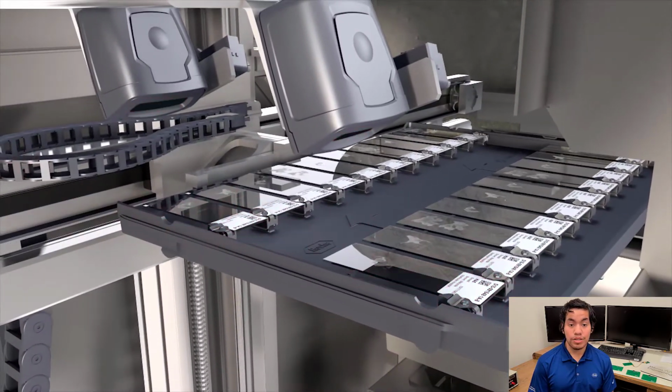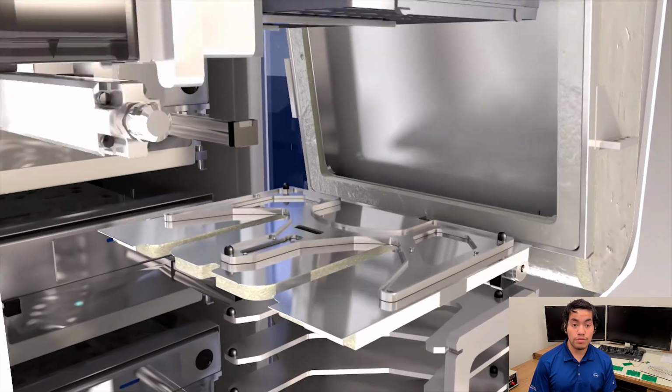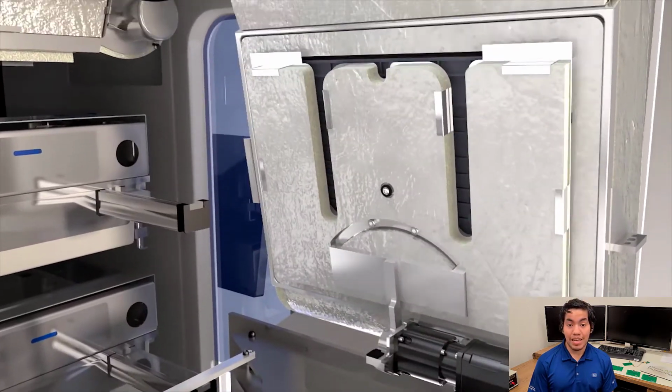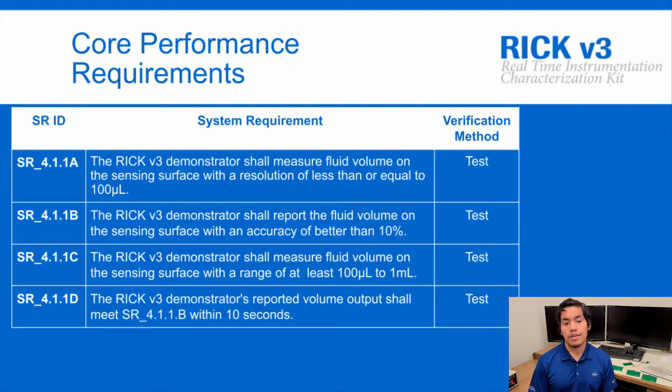The purpose of our project was to design a proof of concept for a system that reports the volume of the fluid on the glass slide over time without interfering with the staining process. So we interviewed Roche project sponsors to understand the current issues by identifying the core functional requirements, which are a resolution of 100 microliters, a range that goes from 0 to 2 milliliters, accuracy within 10%, and a response time of 10 seconds.